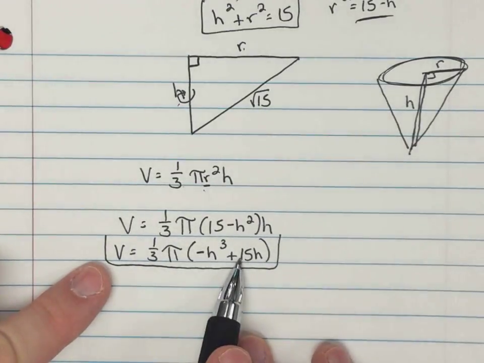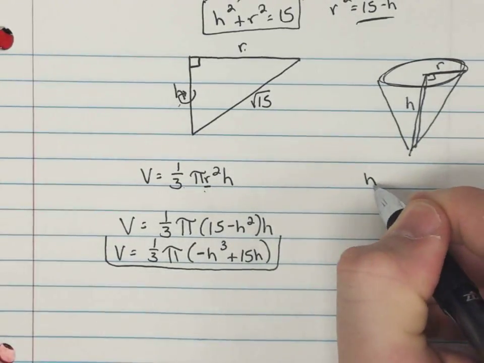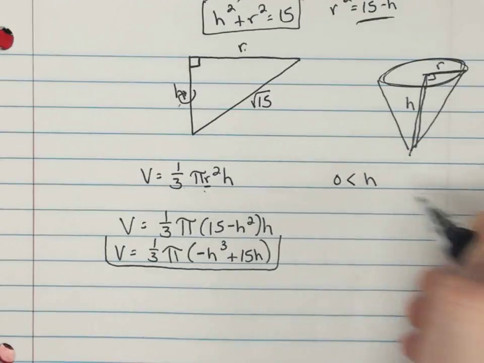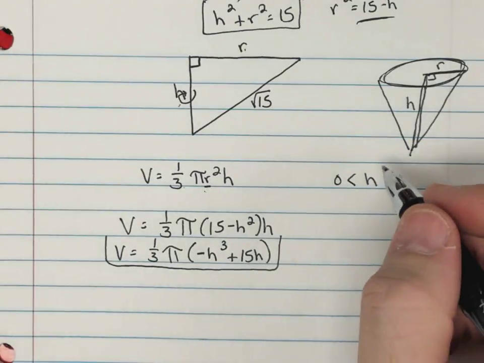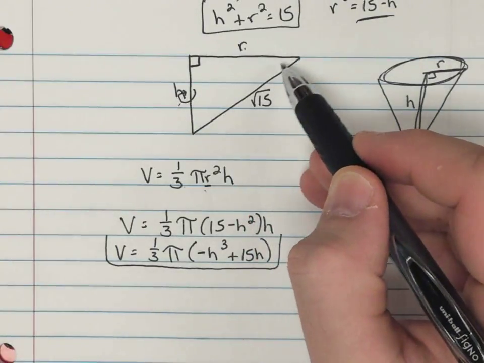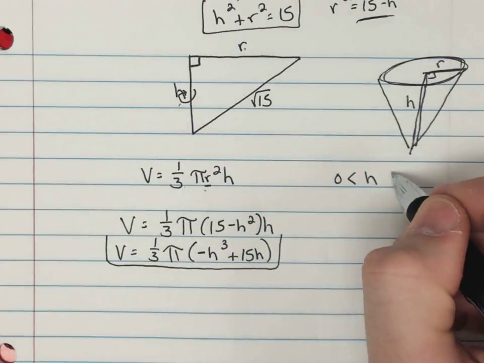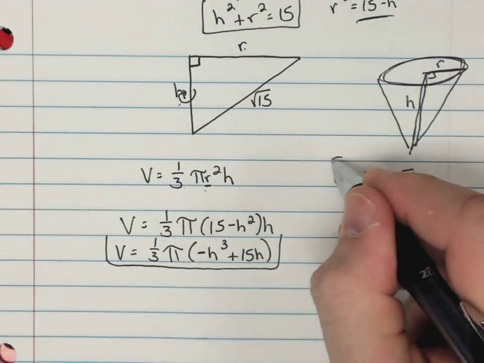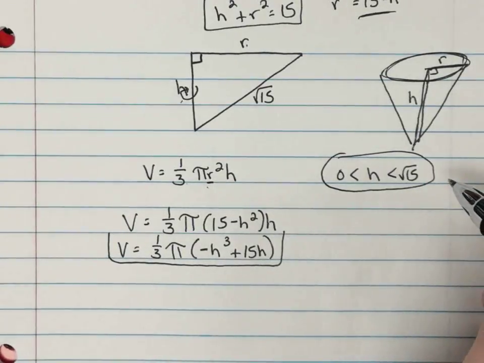I want to maximize this, and again, let's talk about restrictions. H must be greater than 0. And there's one more. In this right triangle, this is called the hypotenuse. The hypotenuse is always the longest side, so we know that H can't be longer than the longest side, root 15. It's somewhere on that domain. So look for anything that would restrict domains. That's very important to do first.